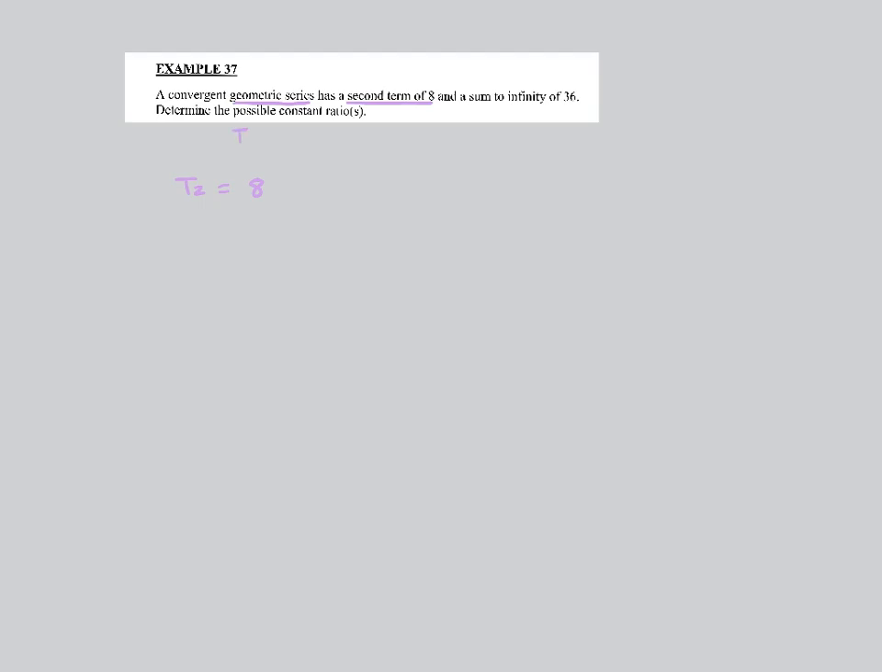It's a geometric series, so the general term is, remember, ar to the n minus 1. So 8 is equal to ar to the 2 minus 1, right? n is equal to 2 and the answer is 8. So ar to the 1, ar is equal to 8. Okay, that's from the first piece of information. The second part is that the sum to infinity is equal to 36. That means a over 1 minus the ratio is equal to 36. And then you just need to solve these two simultaneously.